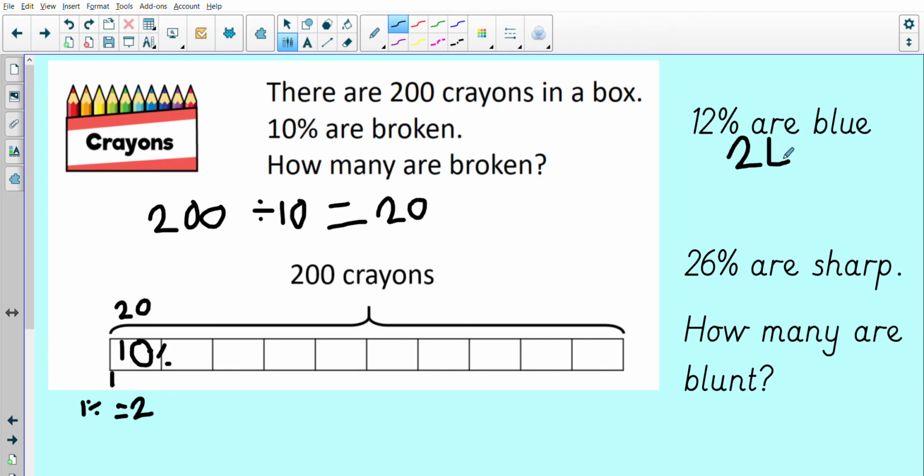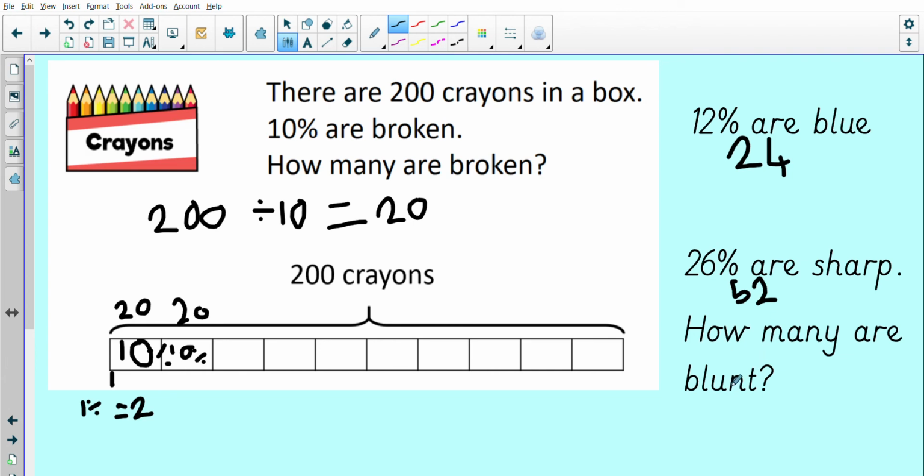24 are blue. If I said 26 are sharp, how am I going to figure out what that is? So 10% is 20. Now I need 20%. So I need another 10%. 10% more. So that's 20 again. So that's 40 in total. I need 6. So now I need 6 lots of my 1%. 6 times 2 is 12. So 40 add 12 is 52.